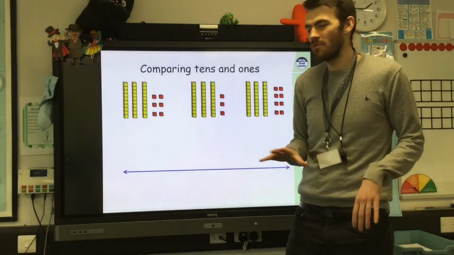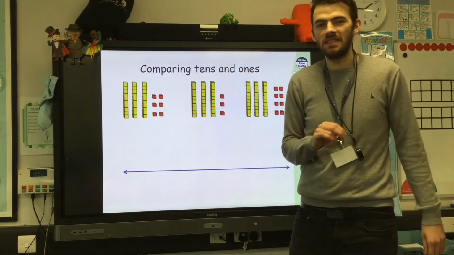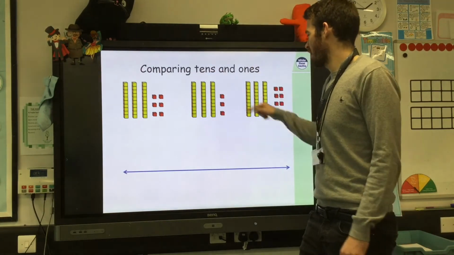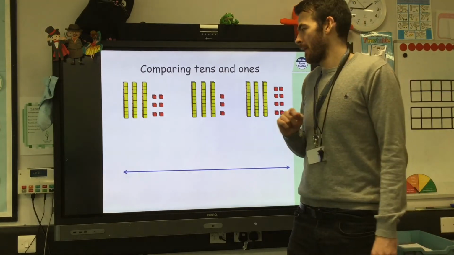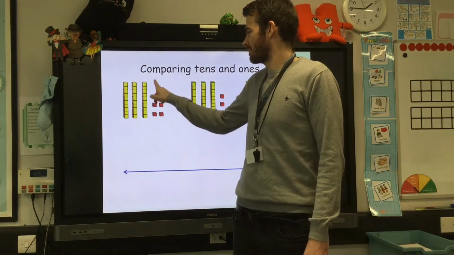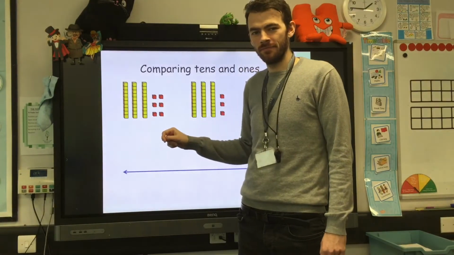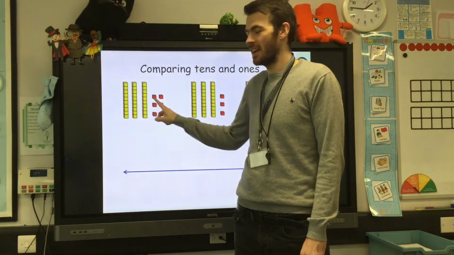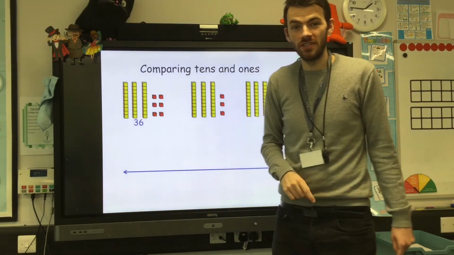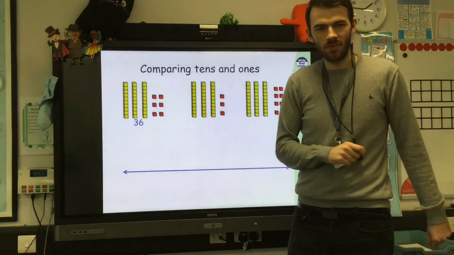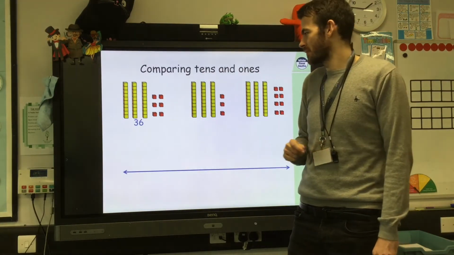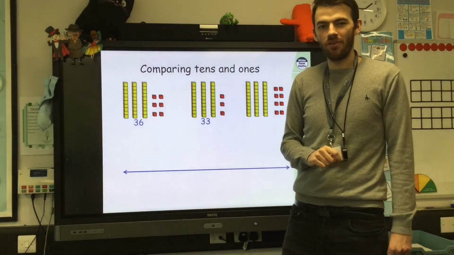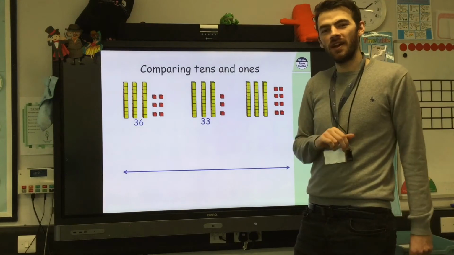So this time we have some larger numbers represented with base 10. The first thing we're going to do is try and figure out what each number represents. So let's have a look at the first one. How many tens do we have? And how many ones? We have 3 tens and 6 ones, which makes the number 36. You try the next one. So this time we have 3 tens and 3 ones, making the number 33. And finally, have a go at that one.